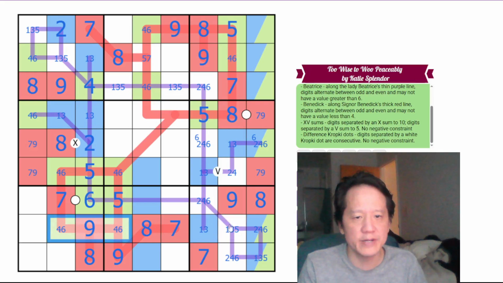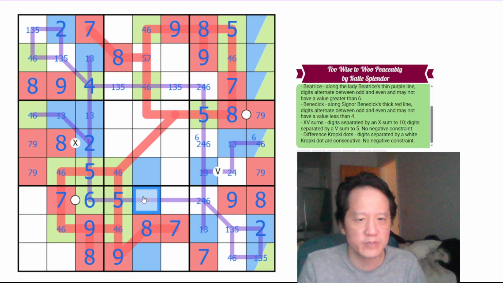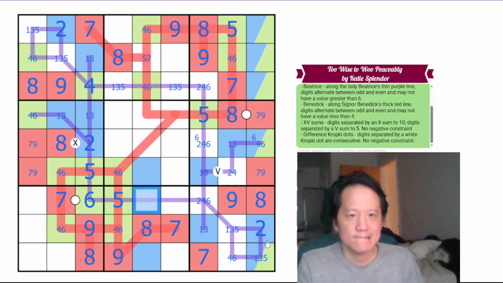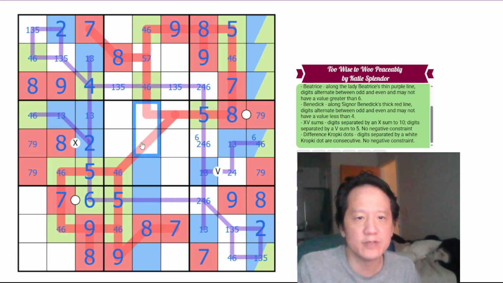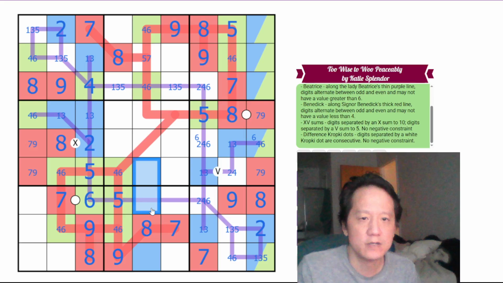This 4, 6 pair eliminates 4 and 6 in the rest of the row. Therefore, this can't be 4 or 6. This is 2, which means this can't be 2. This can't be 2. So this is a low. We don't know anything else about this. This is a 1, 2, 3 triplet. That means the remaining digits are all, well, we don't know.